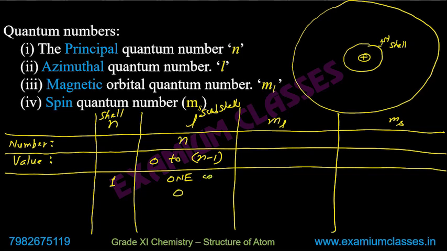So the count will be 1, and the value will be 0. Normally we won't write the count, but you need to understand how many there will be so that you don't make mistakes. There will be only 1 in this case, but what will be its value? 0. The value of that one will be 0.